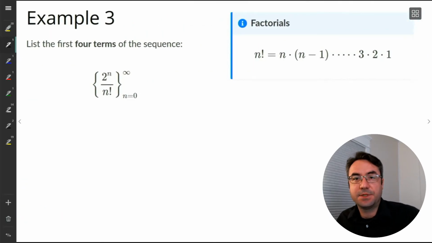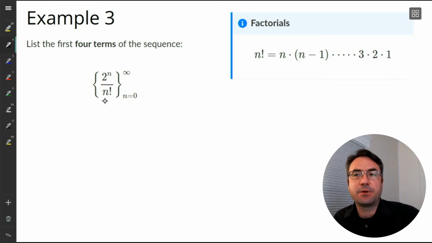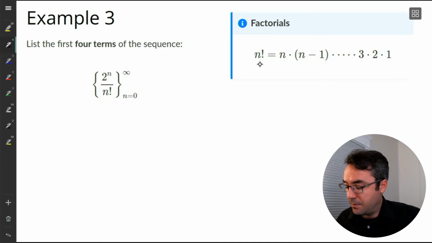All right, another example. Let's make things a little bit more interesting. Let's introduce this gadget, and you may have seen this already in other math courses, but we're going to be using this quite a bit in the upcoming sections. And this is a factorial. So this is n factorial. And let's look at the definition. So what is n factorial?